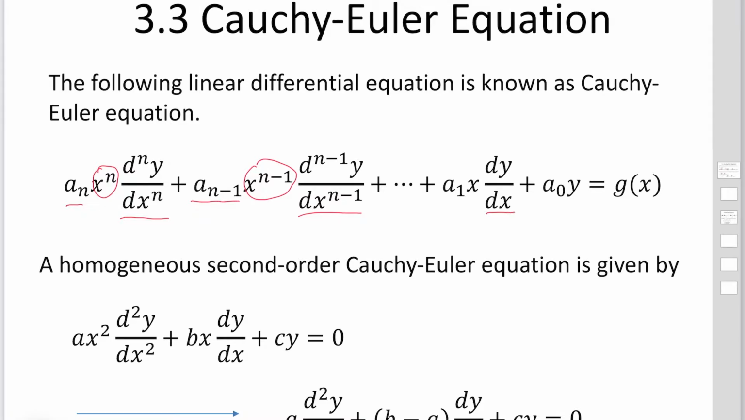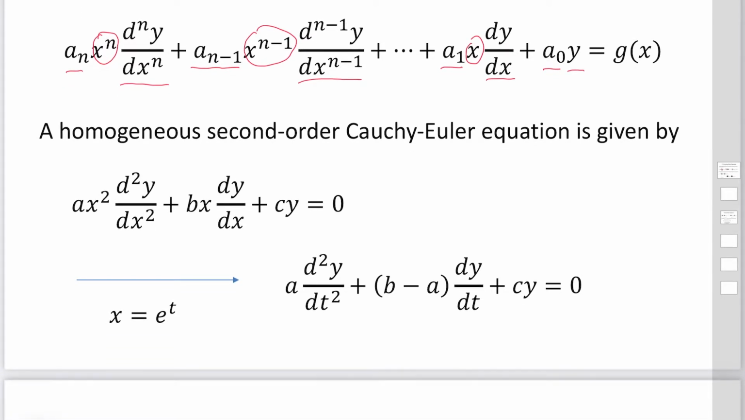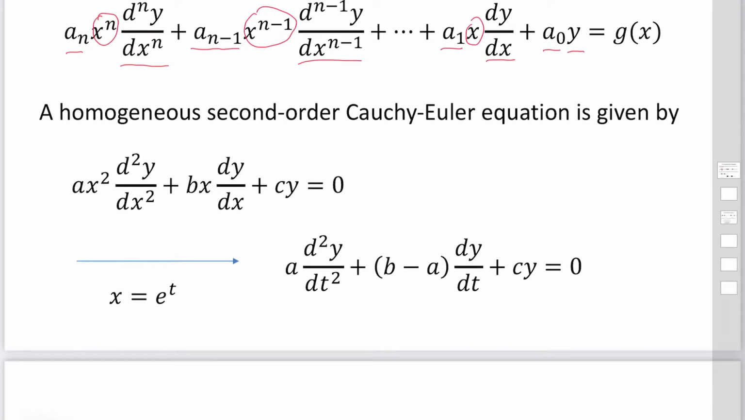For the first derivative dy/dx, you multiply x and a sub 1. The non-derivative term of y, you multiply by a sub 0. So this is the Cauchy-Euler equation. As a second order differential equation, you could write a x squared times the second derivative of y with respect to x, plus b x times dy/dx plus c y. This is the second order Cauchy-Euler differential equation, and a, b, c are constant values.